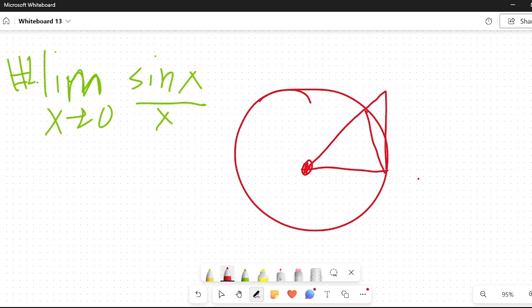In this case, we know that the height of this is sine x. So the area of this triangle is this height times this width, and in a unit circle, this is just 1. So the area of this triangle is equal to sine of x.